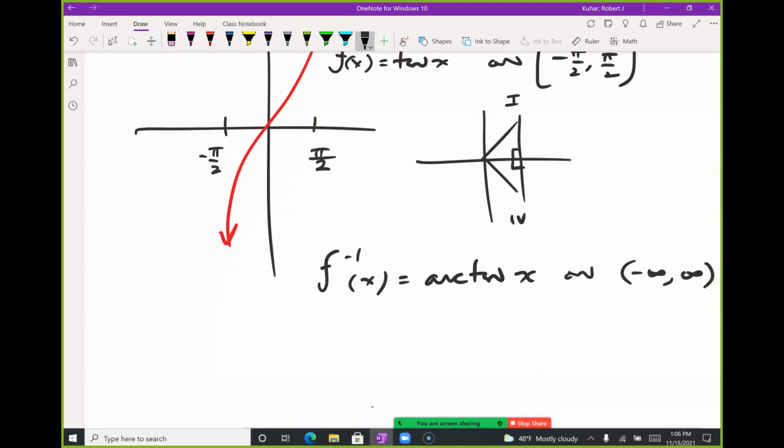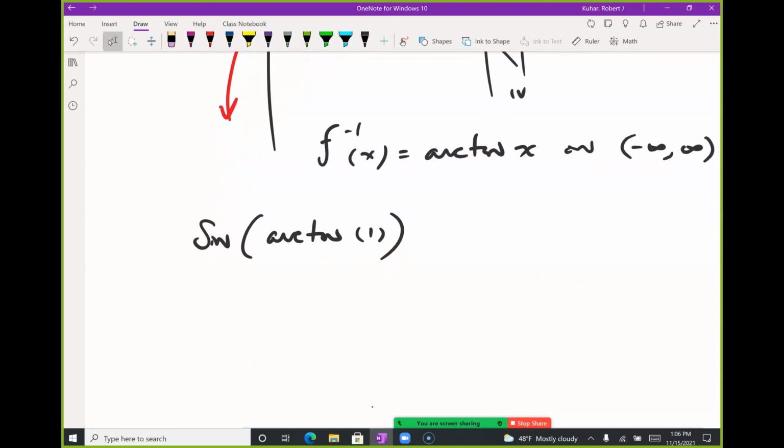Well, let's see what happens. We get sine of the arctan of 1. So let's see if we can solve this. When is tangent equal to 1? Can you see the reference angle? That's pi over 4, exactly. So this simply becomes the sine of pi over 4. And we know we're in quadrant 1, so I get rad 2 over 2.